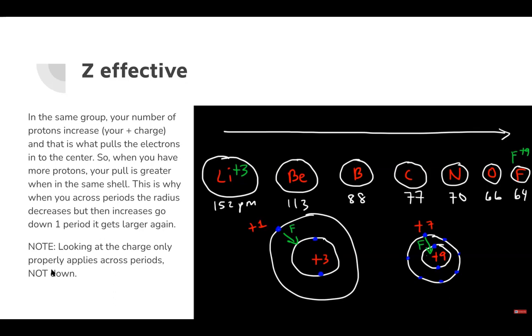And so one thing to note though is that looking at the charge only properly applies across periods, because when we look down a column or a group, they'll all have the same positive charge, right? But when we want to consider the charge, it only applies when we look across the periods, not down.